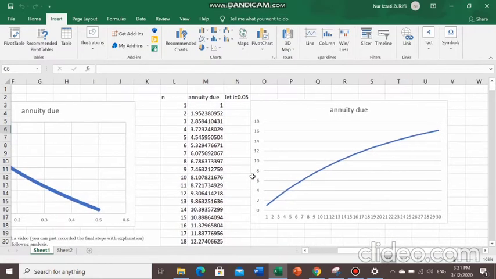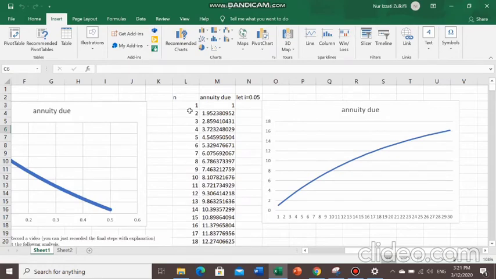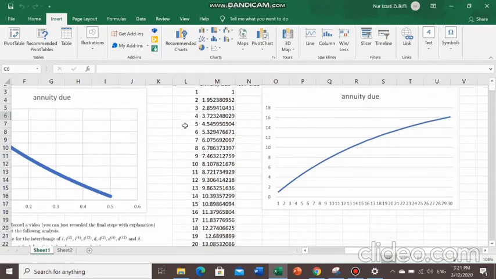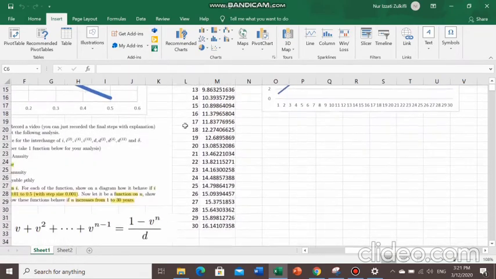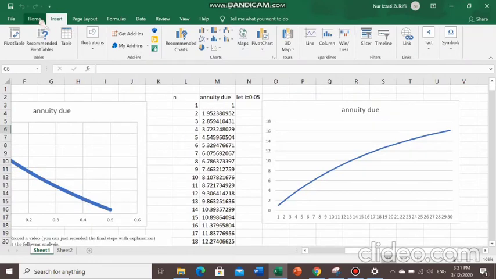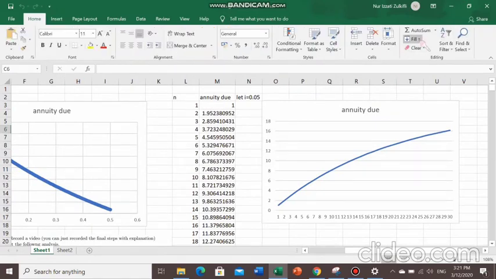Okay, then for annuity due as a function of n, where n changes, we want to change n from 1 until 30. So we can list it manually or also list it like before, which is this fill function. And then for annuity due, we use the same formula also, but now we let I be constant, which is, I choose 0.05 as the value of I.